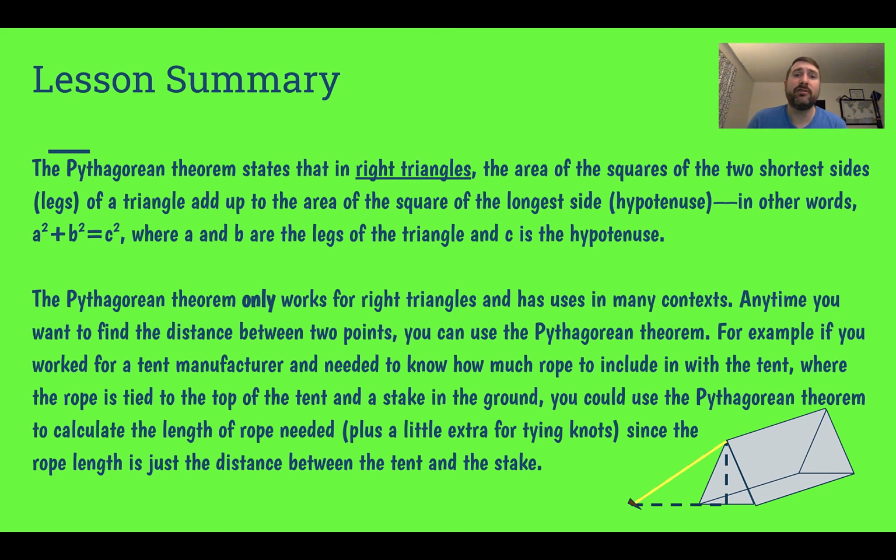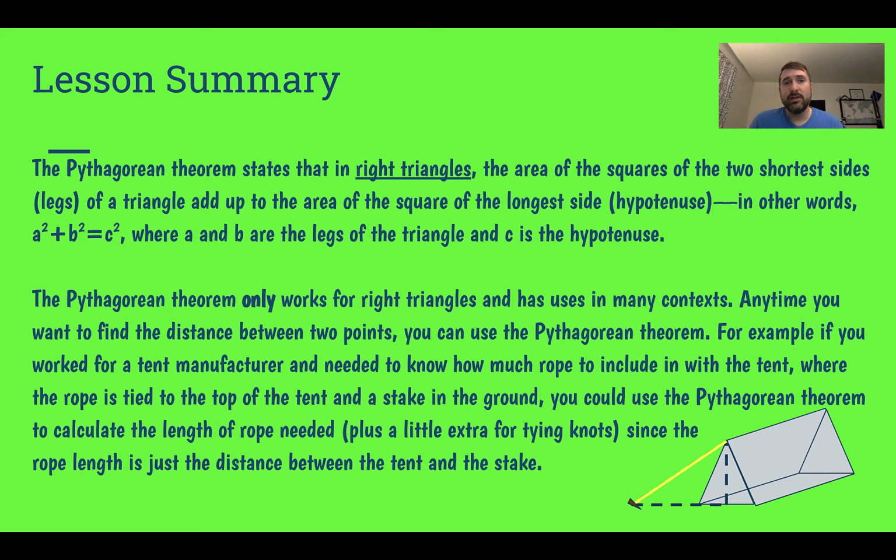So anytime you want to find the distance between 2 points, you can use the Pythagorean theorem by taking your distance, making that the hypotenuse, and then making a right triangle. For example, if you worked for a tent manufacturer and you needed to know how much rope to include, where it's tied to the tent and it helps the tent stay up, you don't want to give them too much, but you don't want to give them too little.